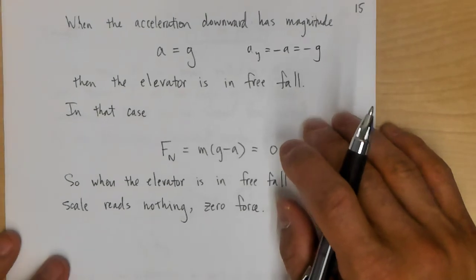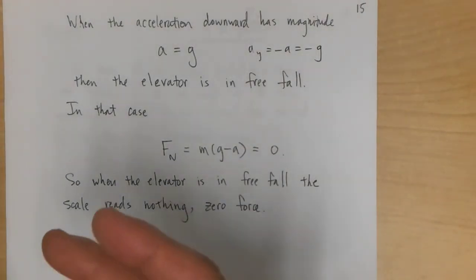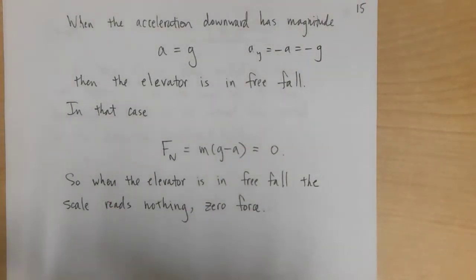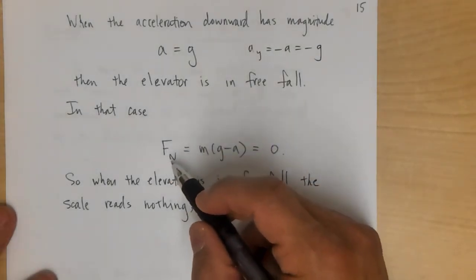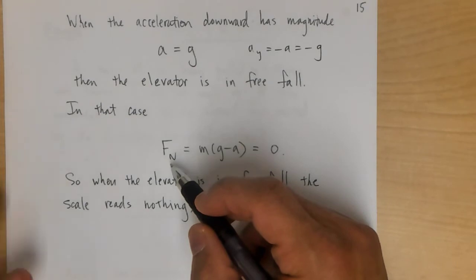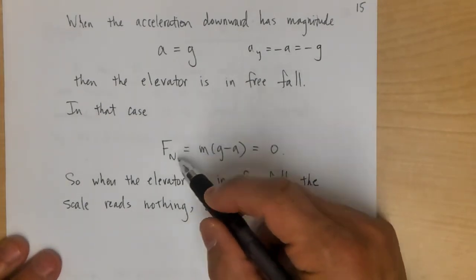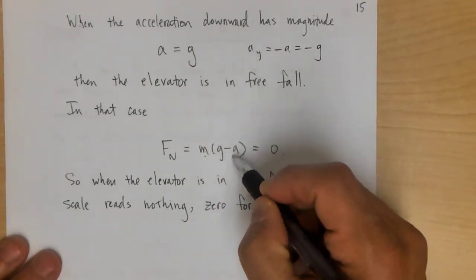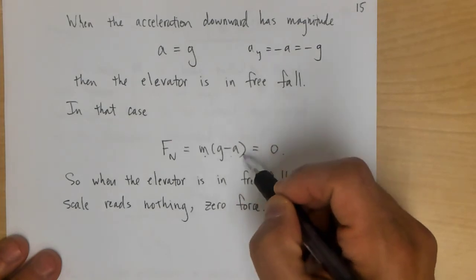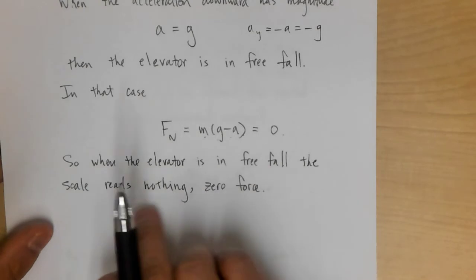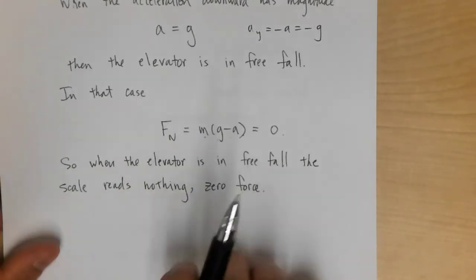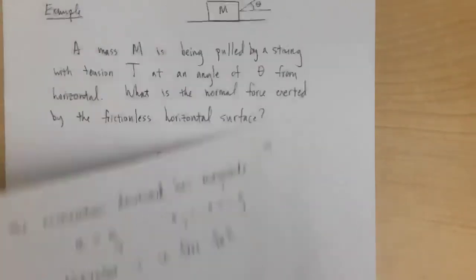And in that case, if you were falling with the scale underneath your feet, it's probably not surprising that you won't actually register any apparent weight at all, because when you do Fn is equal to m times g minus a, you get g minus g, which is 0. So when the elevator is in free fall, the scale reads nothing. There's 0 force.